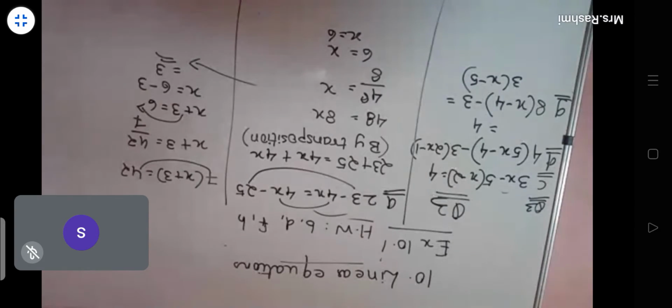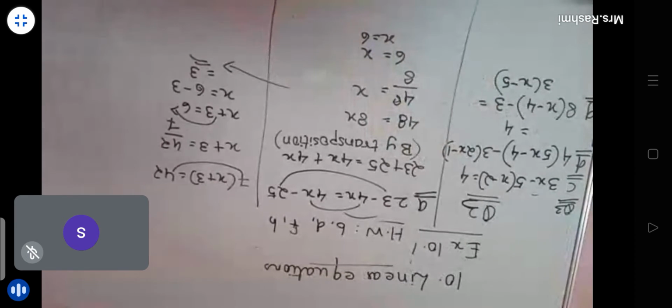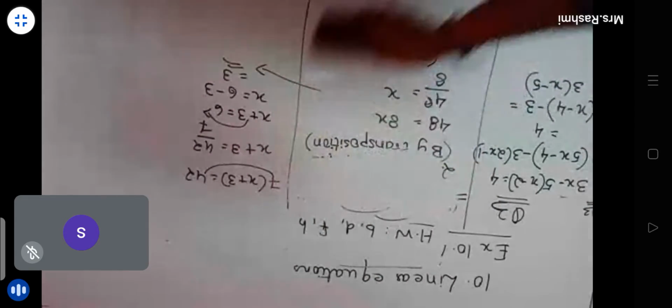Ma'am, I got the answer of C1. C1 also. Very good. Very easy. C1 is over. Ma'am, could you repeat what is the B1 question? Yes, I will write it on the board now. I hope everybody has completed these sums. That is there on the board. Ma'am, B1 you are going to do. I got the answer, ma'am.